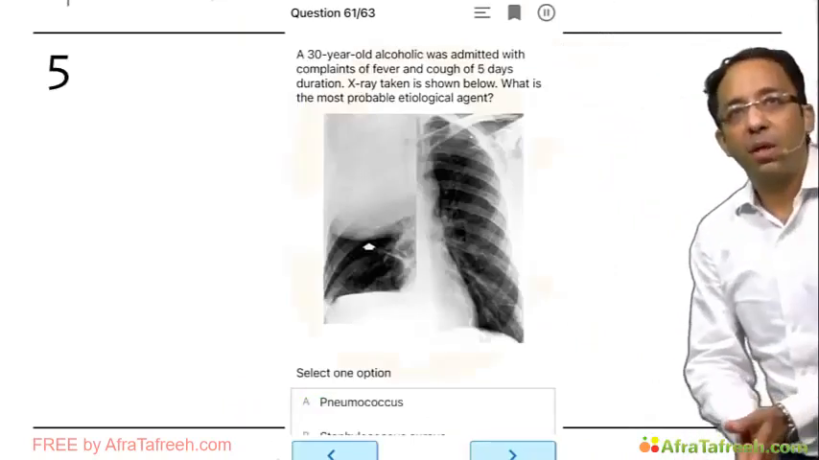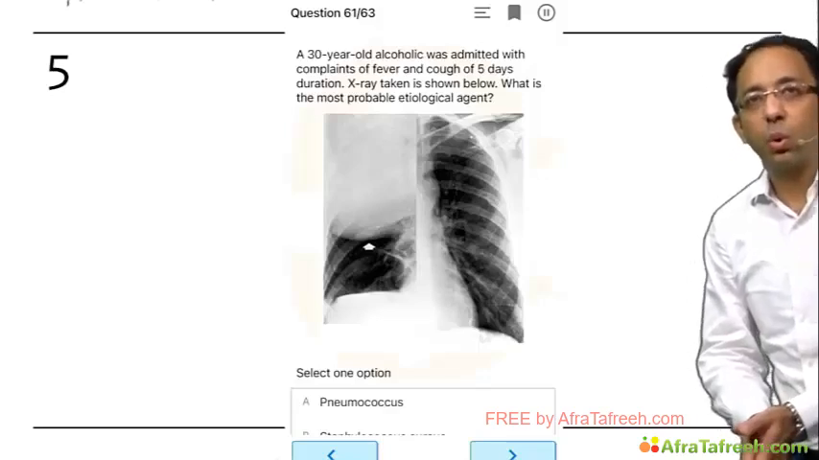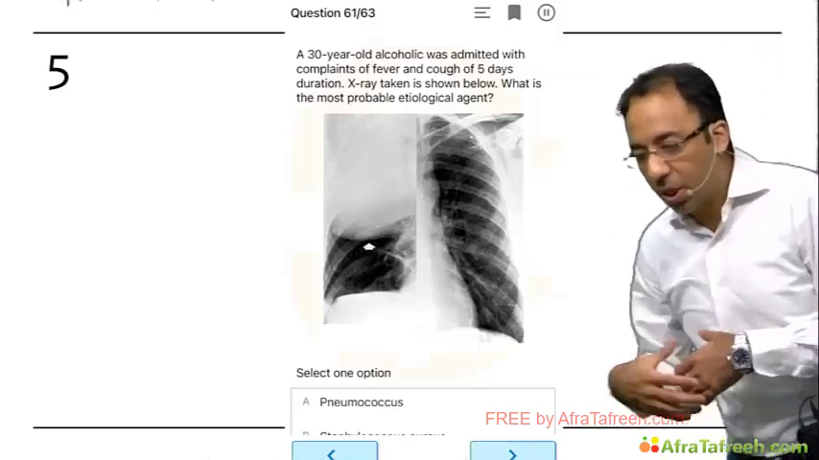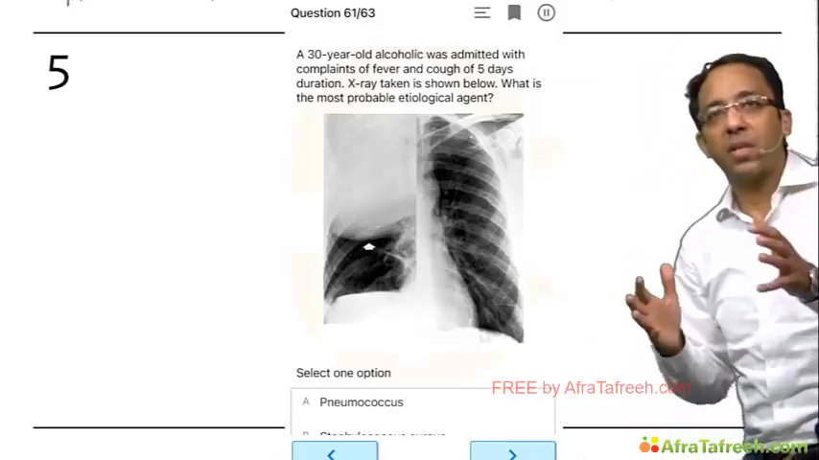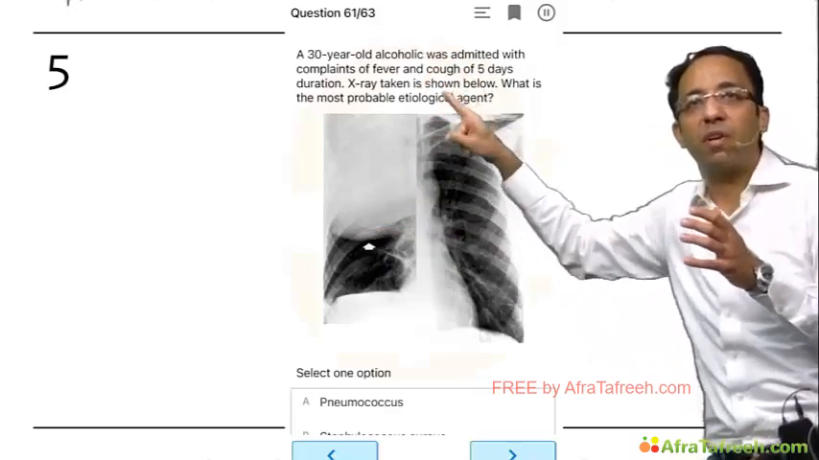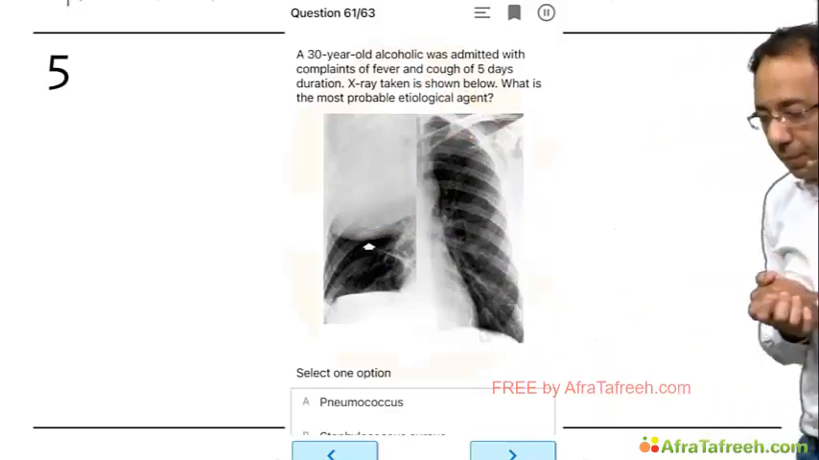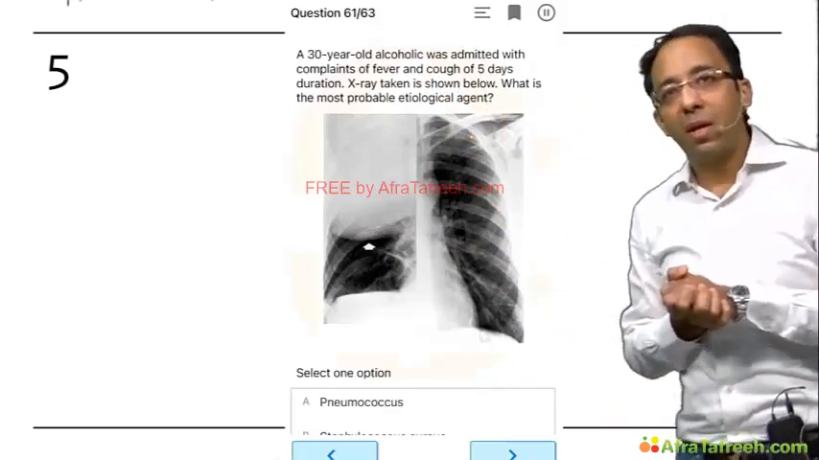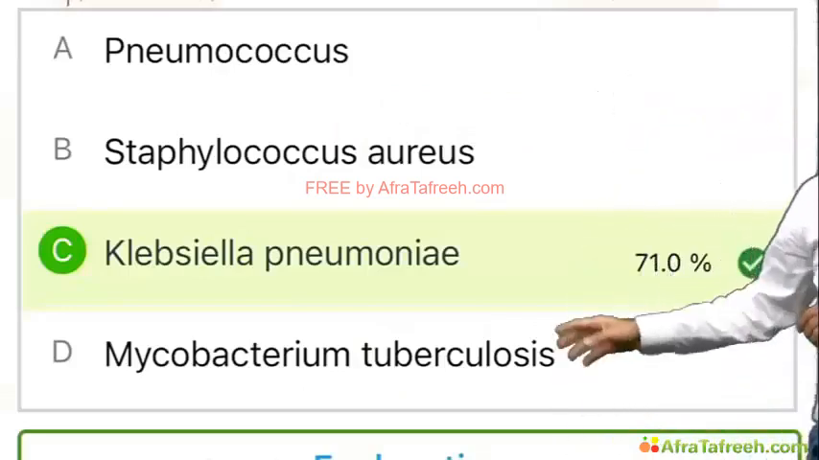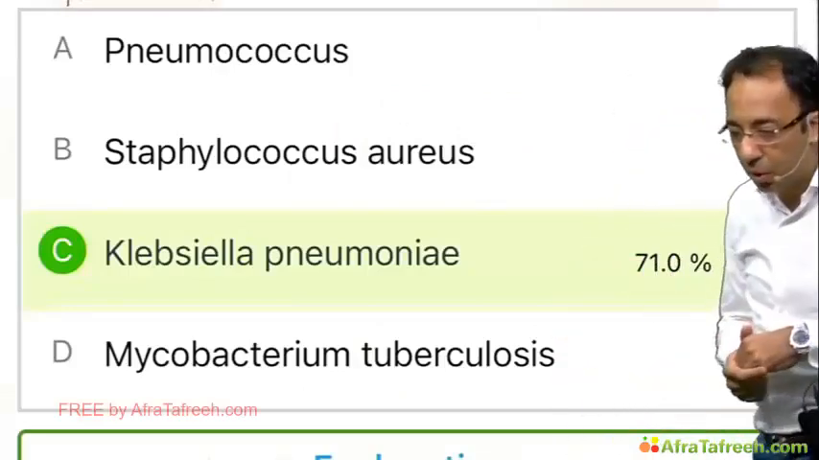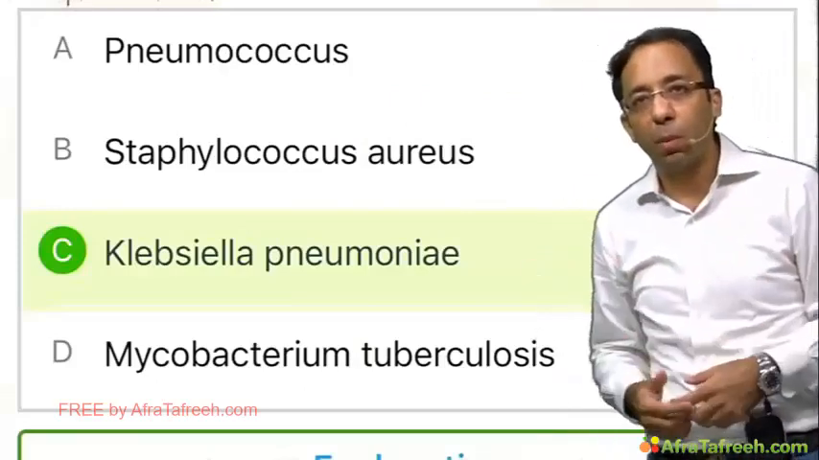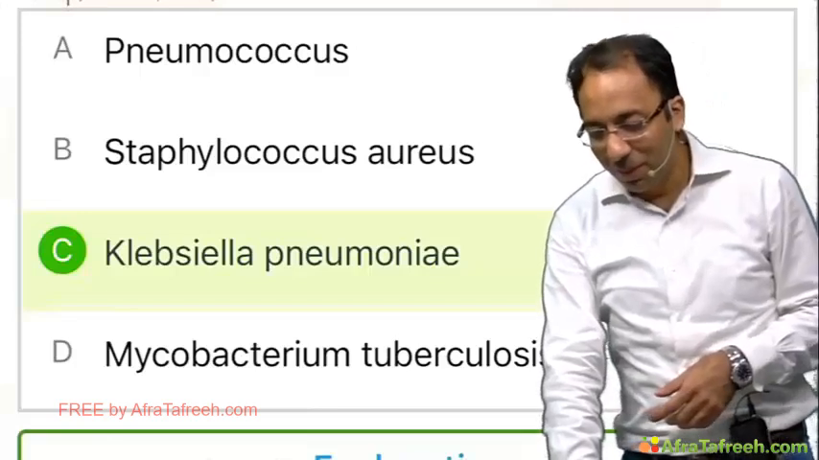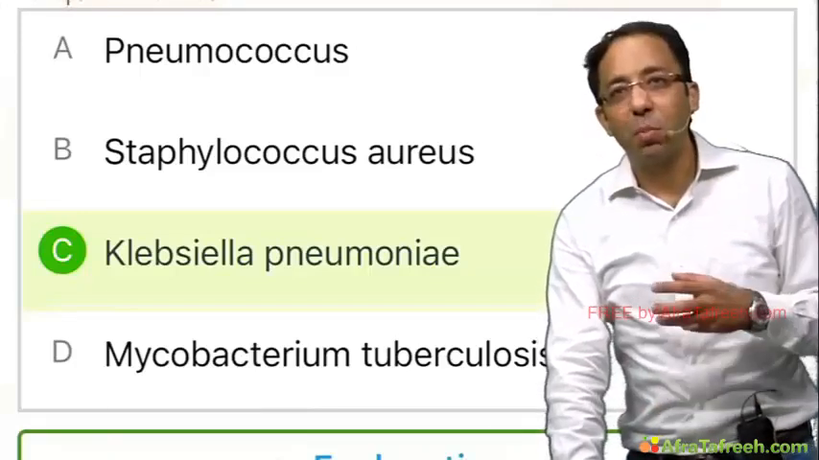A 30-year-old alcoholic admitted with fever, cough for 5 days, X-ray shown to you. What could be the etiological agent? I hid the choices, so just type the answer this time. There is an opacity with bulging fissure, alcoholic, fever, cough, sputum. The answer is Klebsiella pneumonia. This was easier, 71% people got it right. Bulging fissure sign, upper lobe predominance, alcoholic patient. The answer is Klebsiella. I love the energy that you bring to the table.